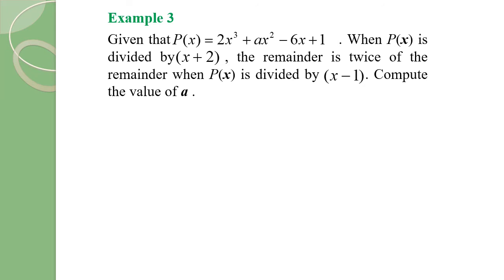So example 3. Given that P of x equal to 2x cubed plus ax squared minus 6x plus 1, when P of x is divided by x plus 2, so the divisor here is x plus 2, means that if you use the remainder theorem, it's x equal to negative 2. The remainder is twice of the remainder when P of x is divided by x minus 1. So when x equal to 1. So compute the value of a.